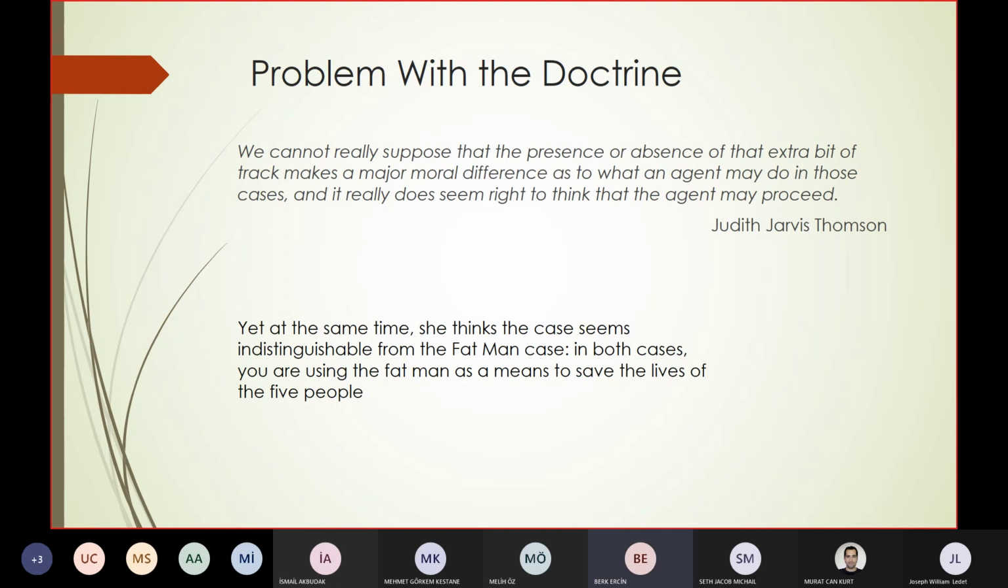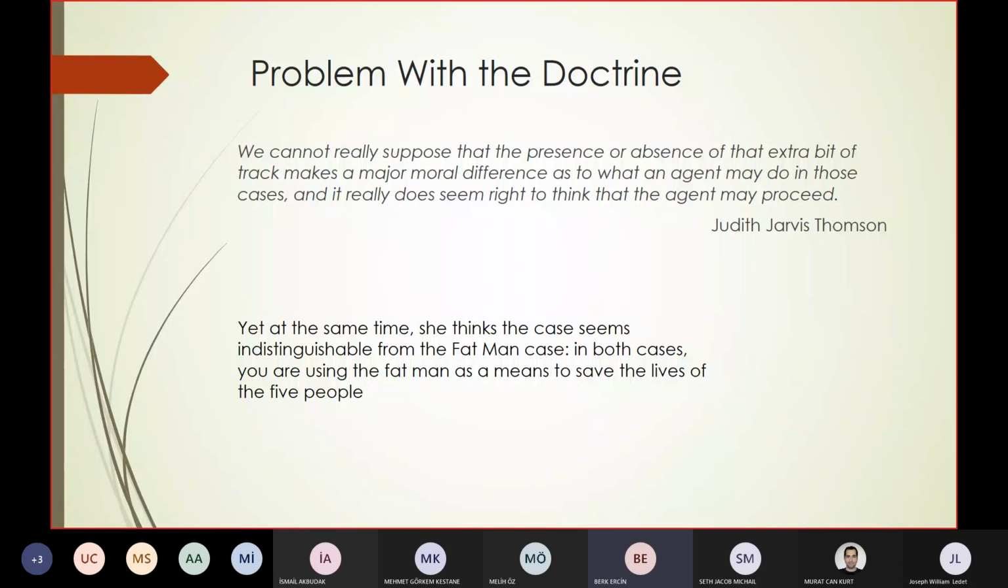Thomson argues that this case is, in all morally relevant respects, identical to the standard bystander at the switch case, and that therefore if it is permissible to turn the trolley in one case, it must be permissible in the loop case as well. She says, "We cannot really suppose that the presence or absence of that extra bit of track makes a major moral difference as to what an agent may do in those cases." And it really does seem right to think that the agent may proceed.